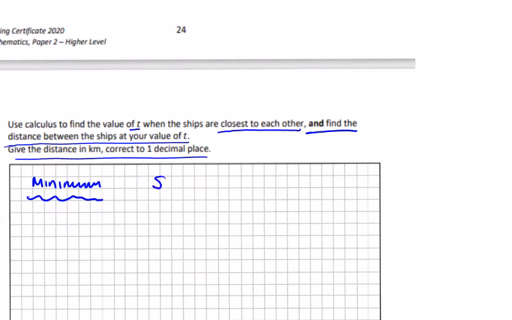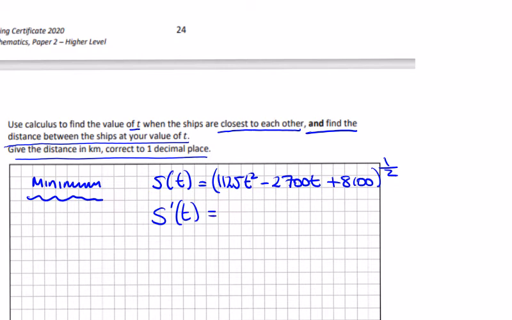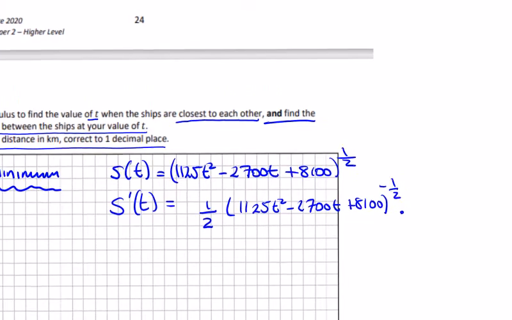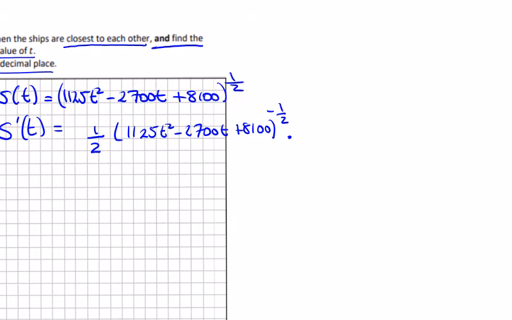1125t squared minus 2700t plus 8100 to the power of a half. So we need to differentiate this and let it equal 0 and solve. So s prime t is going to be a half by 1125t squared minus 2700t plus 8100 to the power of minus a half times the differentiated bracket. So 1125 twice, 2250t minus 2700.